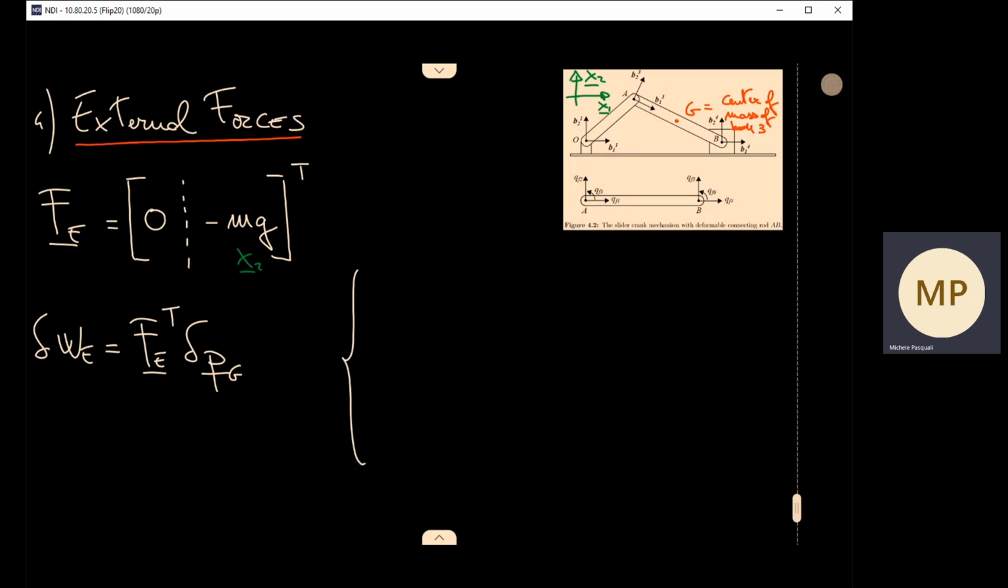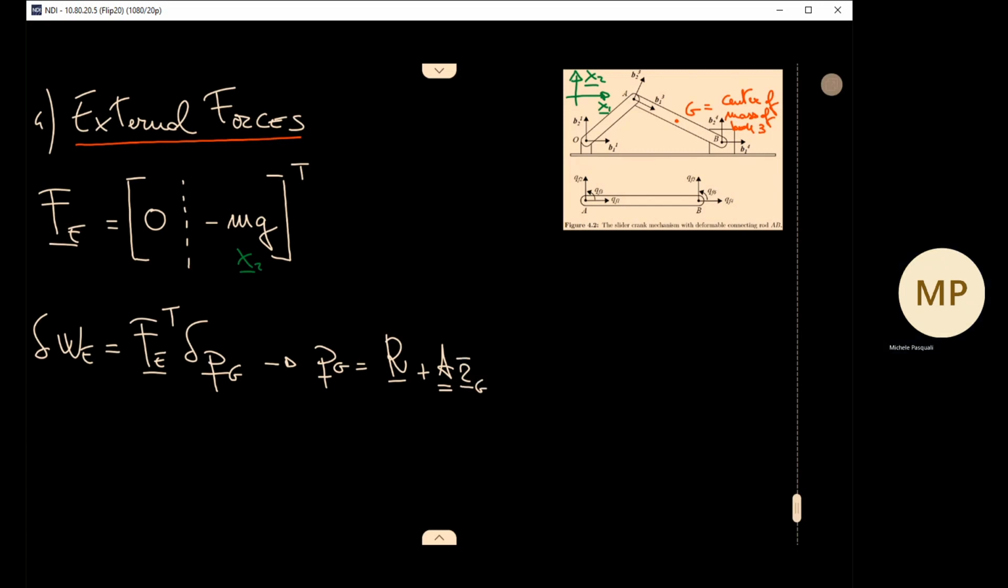Where we have here that P, let's write it like this. PG is R plus A applied over R bar of point G. And in particular, R bar of point G is made out of R0 bar of point G plus UG bar.